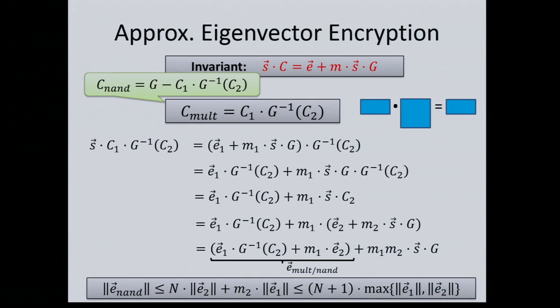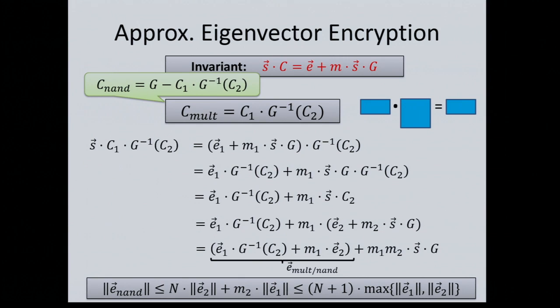So what we get is that when we do multiplication, or when we do a NAND, the basic operation for our circuit, our noise is going to grow as follows. I'm giving a very loose analysis here. You can be much tighter and get a somewhat better expression.